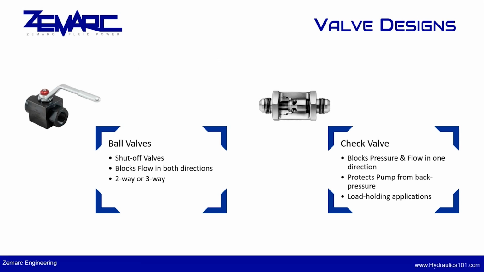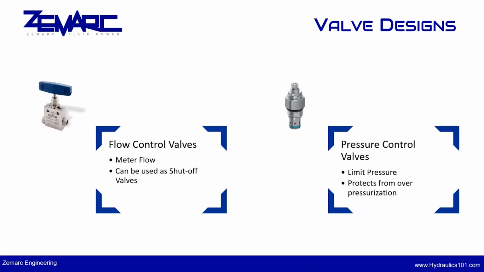Ball valves are really just simple shut-off valves, and they can block flow in both directions. You'll commonly see this as two-way valves, but of course there are three-way ball valves you'll see in the industry used in certain applications. And then of course you have check valves, which block pressure and flow in one direction and protect the pump from back pressure. And you also see these on load holding applications for an actuator. And then you have flow control valves, which can meter the flow. And in this image, you'll actually see that it's a manual adjust to meter the flow. And this can be used as a shut-off valve as well.